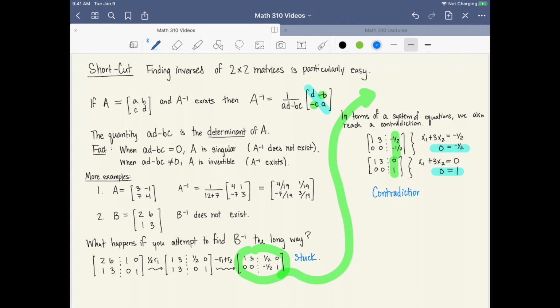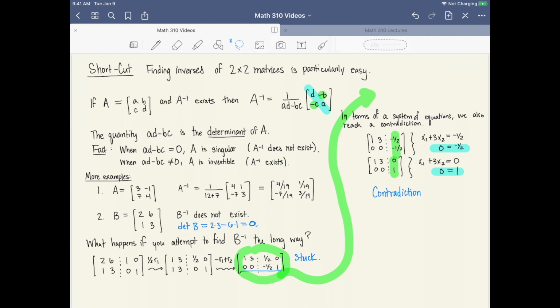In terms of the augmented matrix, the problem happened when we had a row of zeros, and then on the other side of the dotted line, we had things that were not 0. So even if you try to find the inverse of B using Gaussian elimination, you'll also reach a contradiction. And of course, we knew that that was going to happen because when we calculated the determinant of B, we saw that that was 2 times 3 minus 6 times 1, which was equal to 0. So it better be the case that the inverse of B cannot exist.